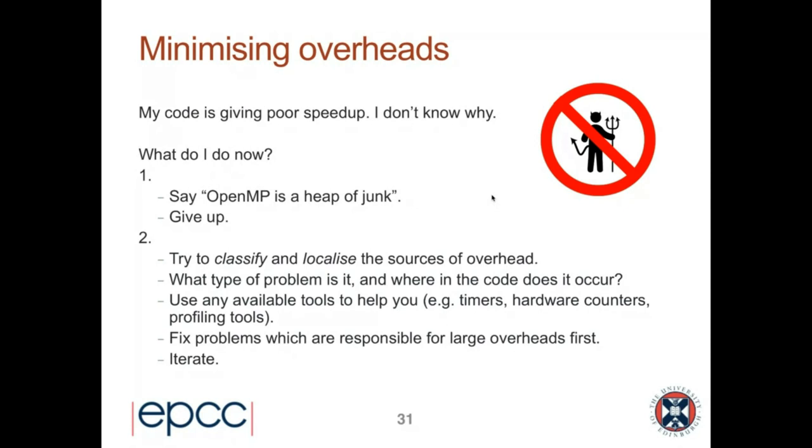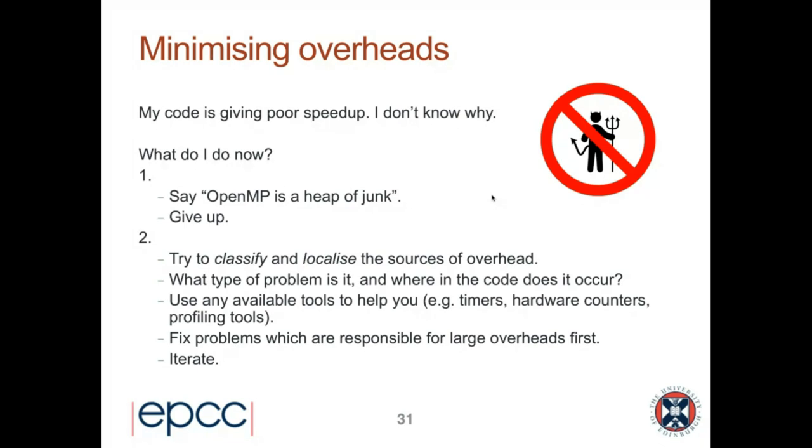Dealing with performance problems is all part of a wider topic of performance optimization in general. You have to get into a sensible workflow to try and do this kind of work. Again, a bit of a joke, but my code's giving poor speed up and I don't know why. So what do you do now? Okay, so number one is what I hope you're not going to do, which is say, okay, OpenMP is a heap of junk and give up, right?